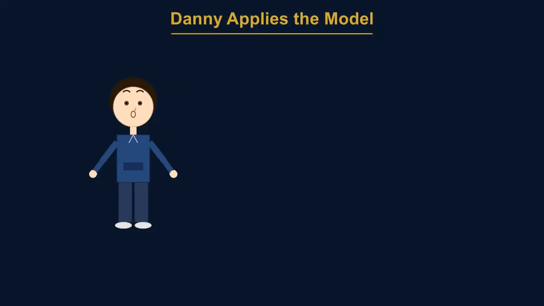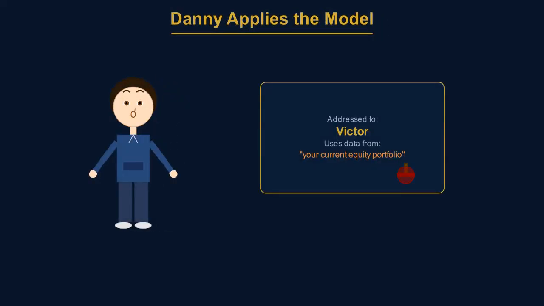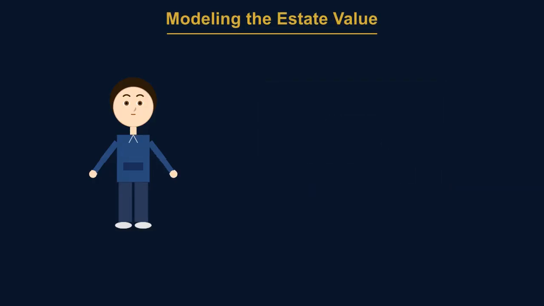Danny puts down the letter. The letter is addressed to his father Victor by name, and it uses data from Victor's current equity portfolio. This was not just some generic textbook example that the rational quant pulled out. Instead, it was as if the rational quant knew exactly what Victor's actual positions were when they wrote this letter. Danny sets that observation aside and goes back to his math.